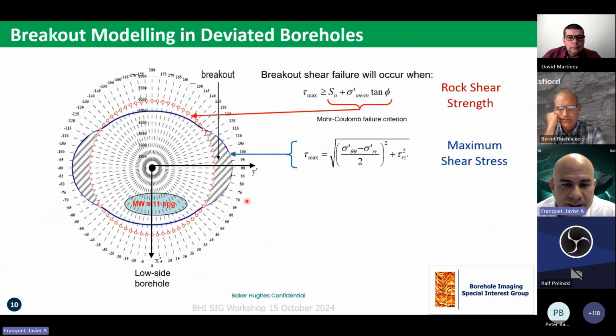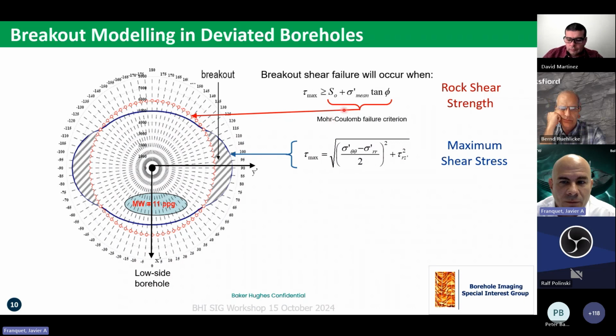To model this breakout, there are essentially two things that we need to compare. One is the rock shear strength, and in this particular case we are using the very simple Mohr-Coulomb failure criterion, so it is the same around the wellbore. Other failure criteria actually vary, because they depend on the intermediate stress around the wellbore. So the rock strength actually changes around the wellbore.